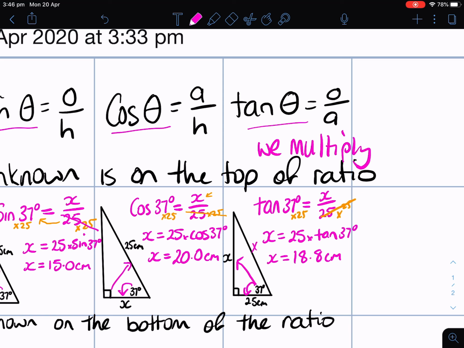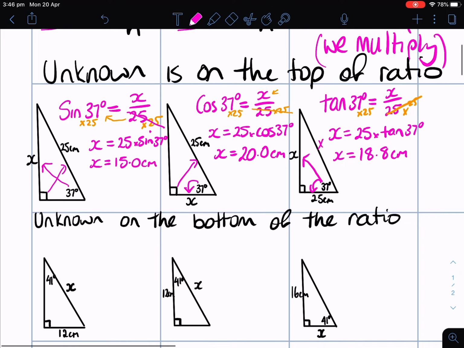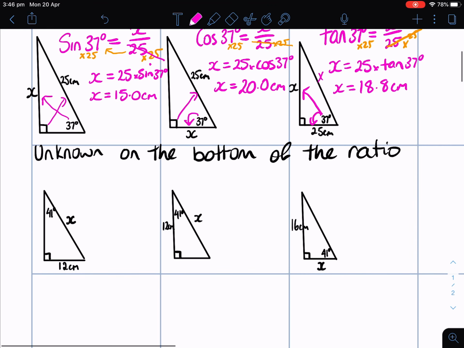Okay, so just remind yourself that whenever the unknown is on the top of the ratio, we multiply. Now let's have a look at these bottom ones here. So the 3 we have at the bottom here, again, sine, cos and tan. And this time the unknown is on the bottom of the ratio. So we need to do something different here.